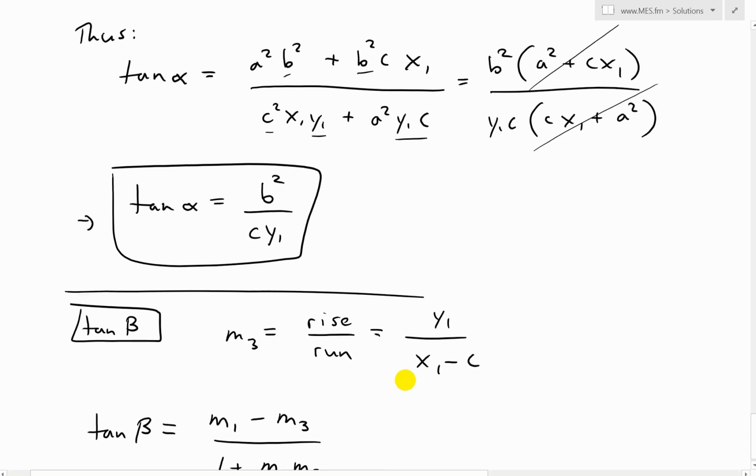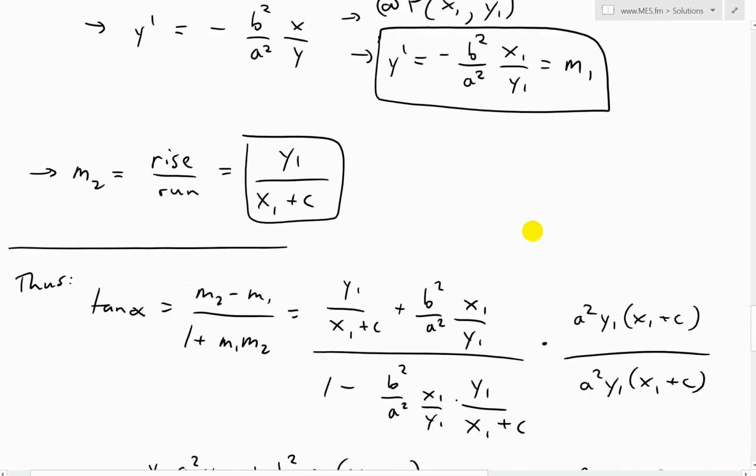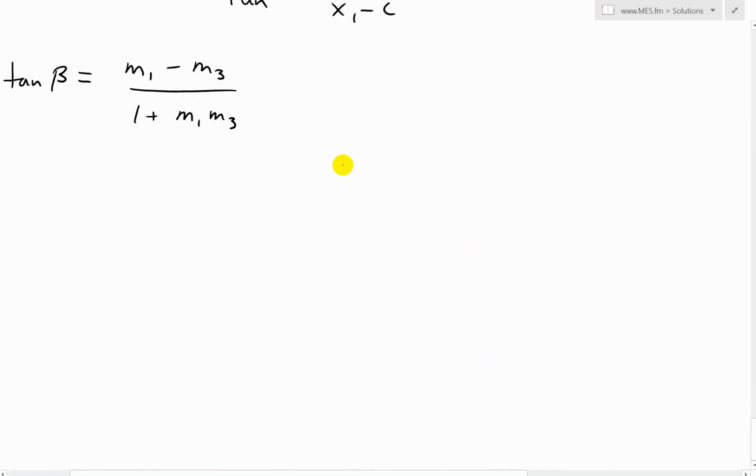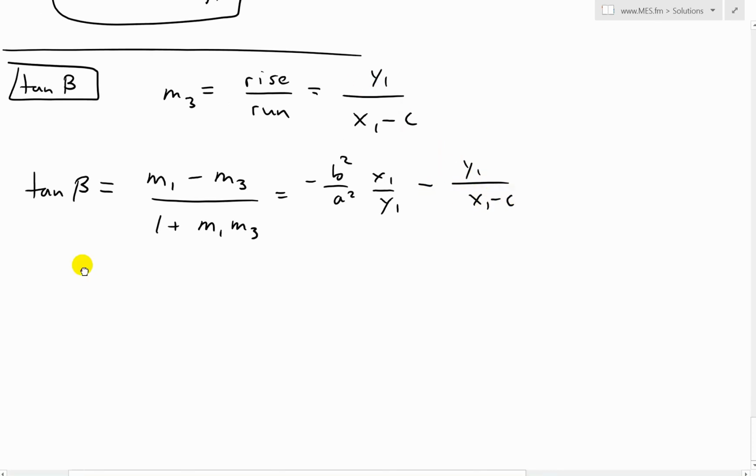So now if we subtract this, we know m1 from above, let's scroll all the way back. m1 is negative b squared over a squared, x1 over y1, like that. So this equals negative b squared over a squared x1 over y1. Then we subtract m3, which is above there, y1 over x1 minus c. And then we divide this all by 1 plus, and now we have the m1, that's going to be negative, so let's put a negative there. So negative b squared over a squared x1 over y1, and then times the m3, that's just y1 over x1 minus c, like that.